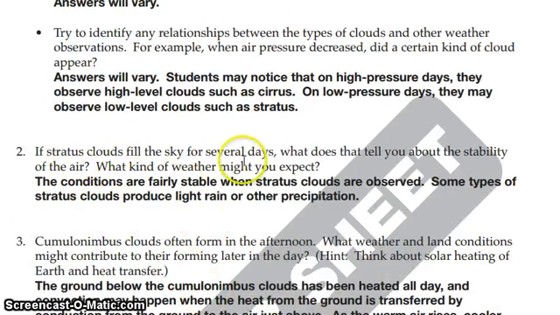If stratus clouds fill the sky for several days, what does that tell you about the stability of the air, and what kind of weather might you expect? The conditions are fairly fair and stable. When stratus clouds are observed, some types produce light rain, others produce precipitation. So stratus clouds are going to mean that pretty much everything is staying the same. We're not going to get a heavy, violent storm when we get stratus clouds.